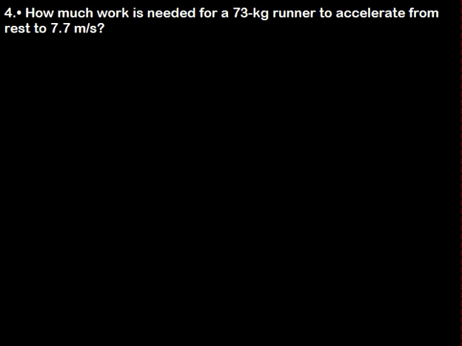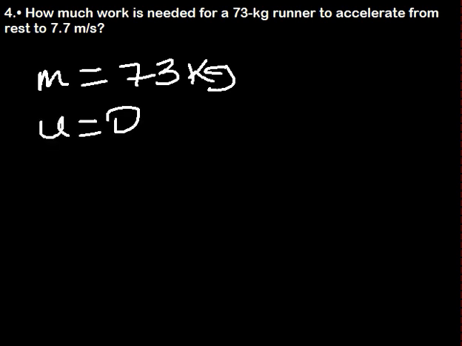How much work is needed for a 73 kg runner to accelerate from rest to 7.7 meters per second? So we have been given the mass, 73 kgs, and we have the initial velocity, which is zero, and we have the final velocity given as 7.7 meters per second.